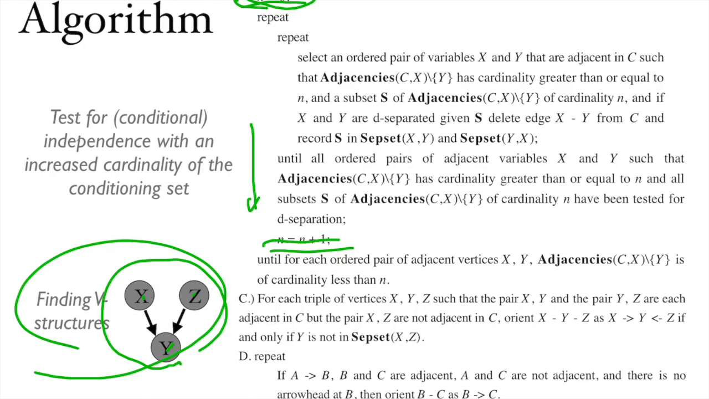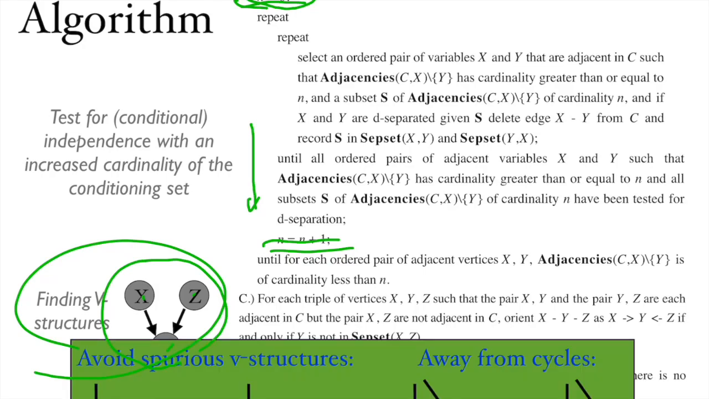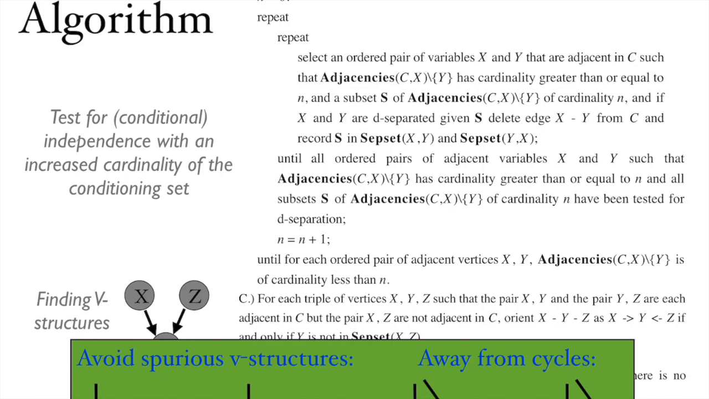Given this structure, you can do orientation propagation. What do I mean by that? So here, suppose you have this. You have X, Y, Z.